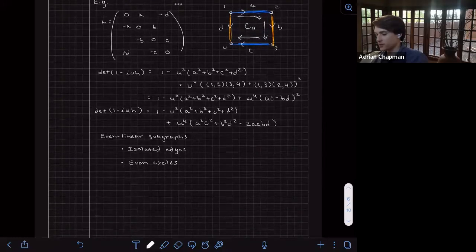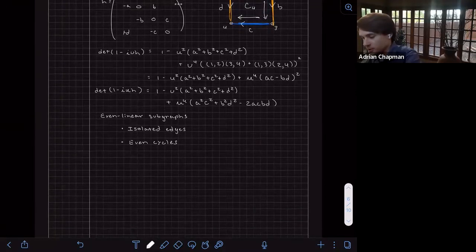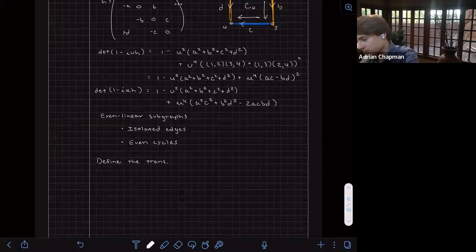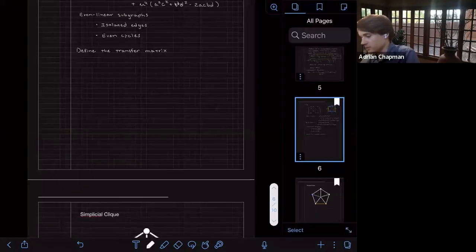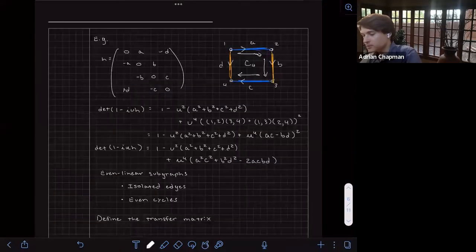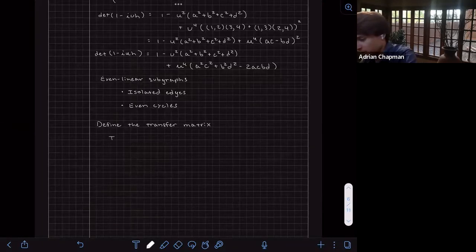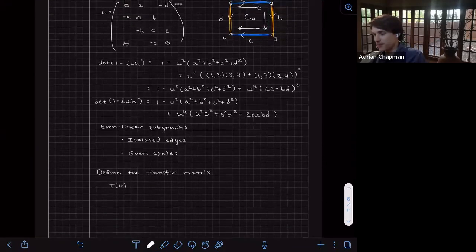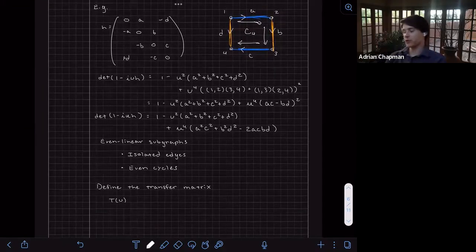Okay, so what does this have to do with transfer matrices? I'm going to now define what I call the transfer matrix in graph theoretic terms. I'm just thinking ahead, so I'm going to give myself another new page. So that's to say T of U. T will generally depend on the graph as well, but I'm going to drop the dependence on the graph for now.